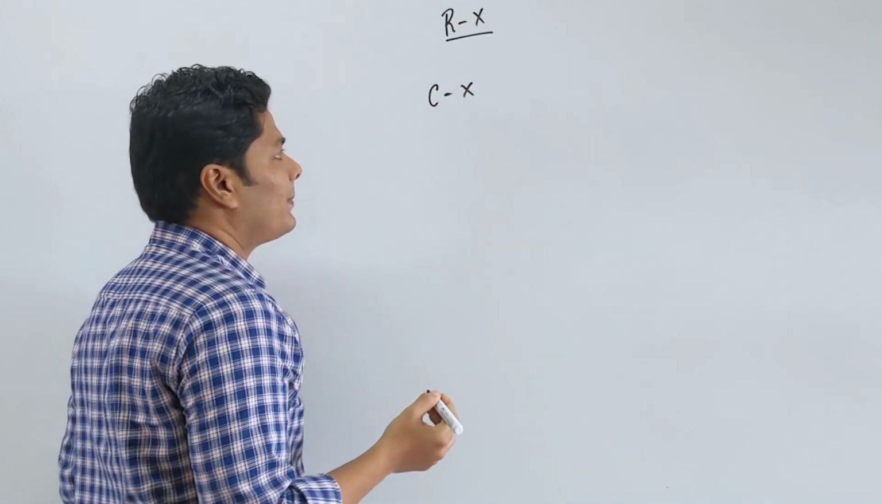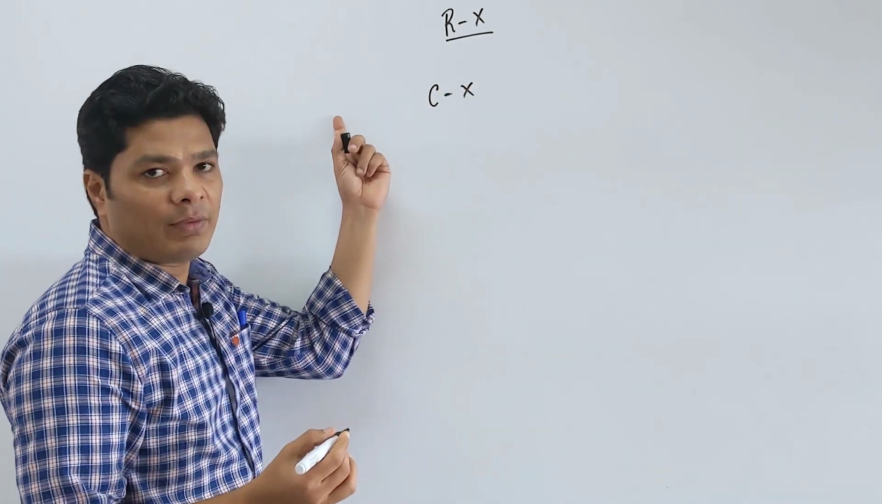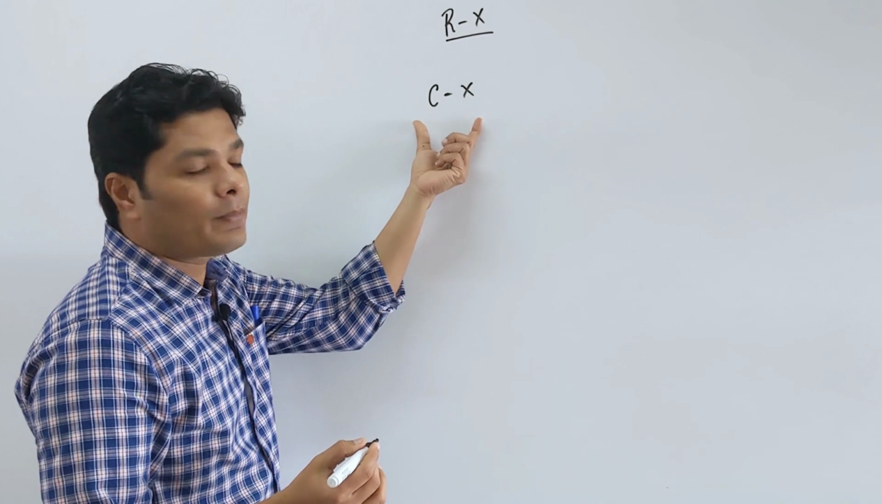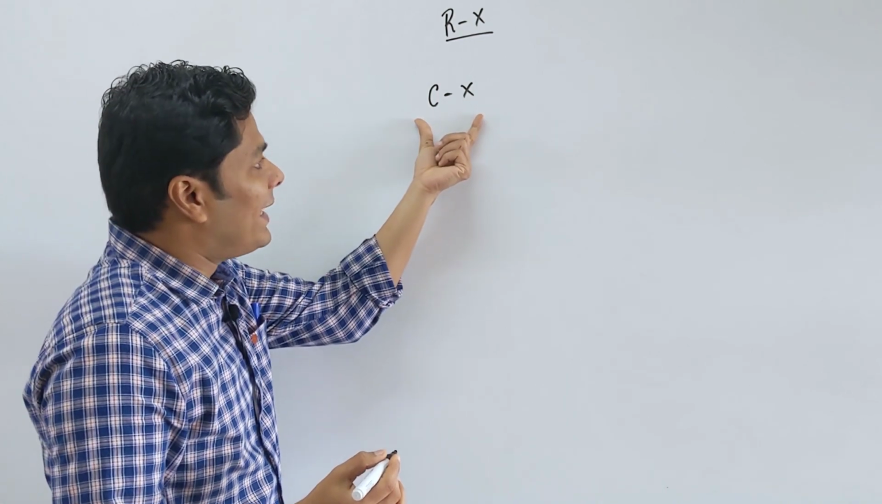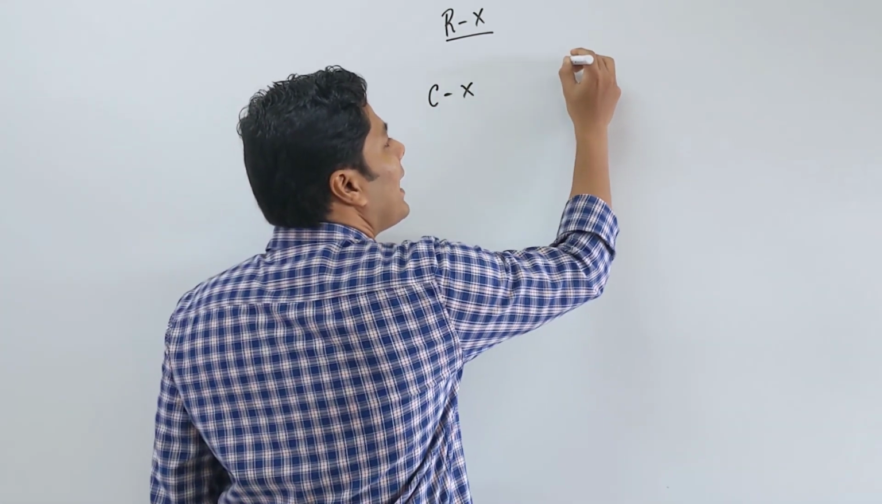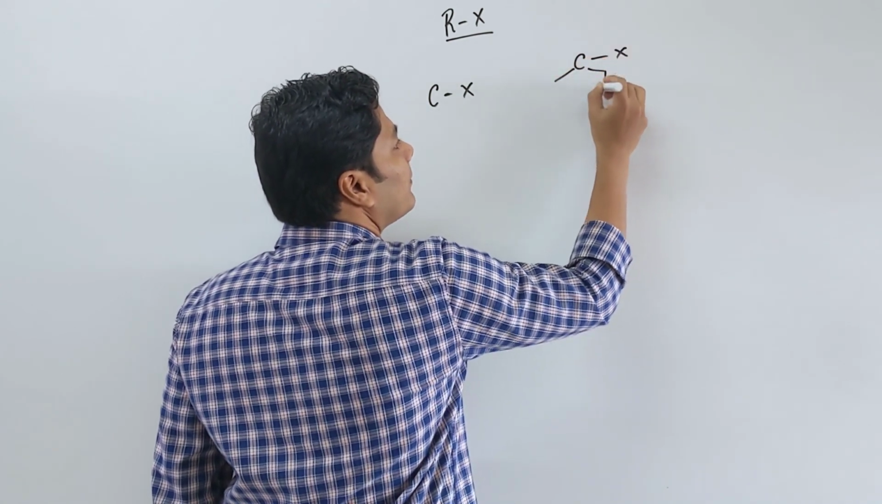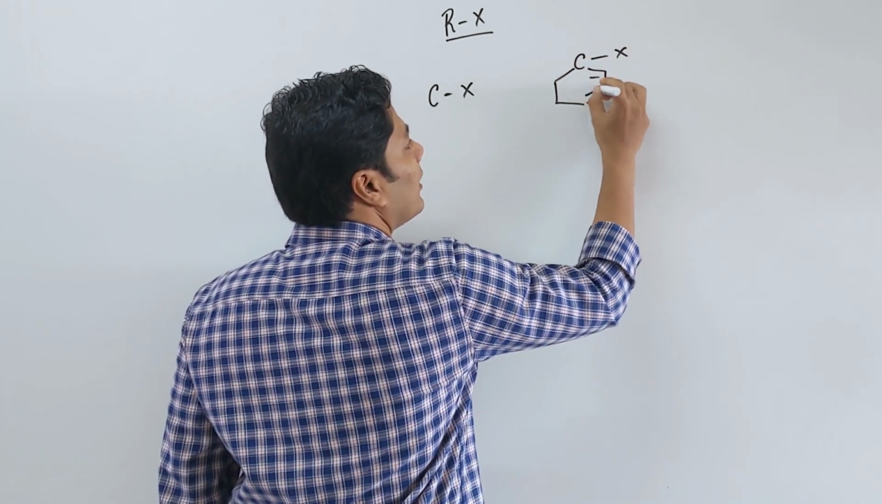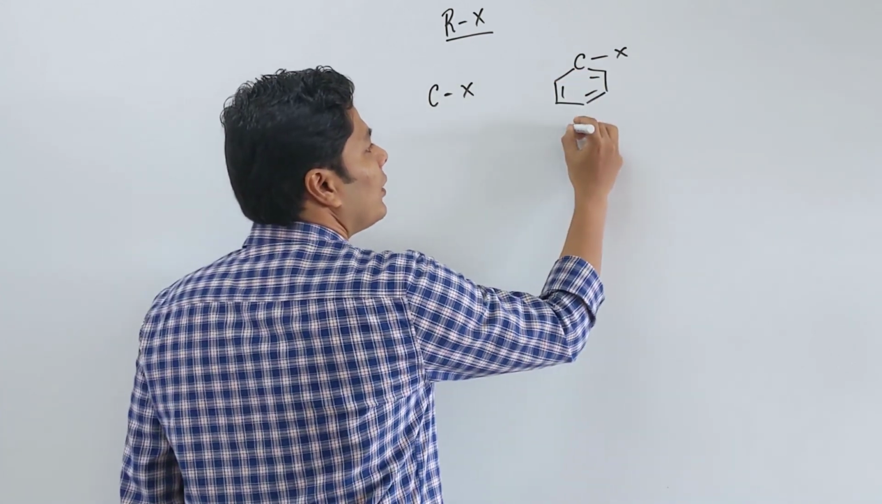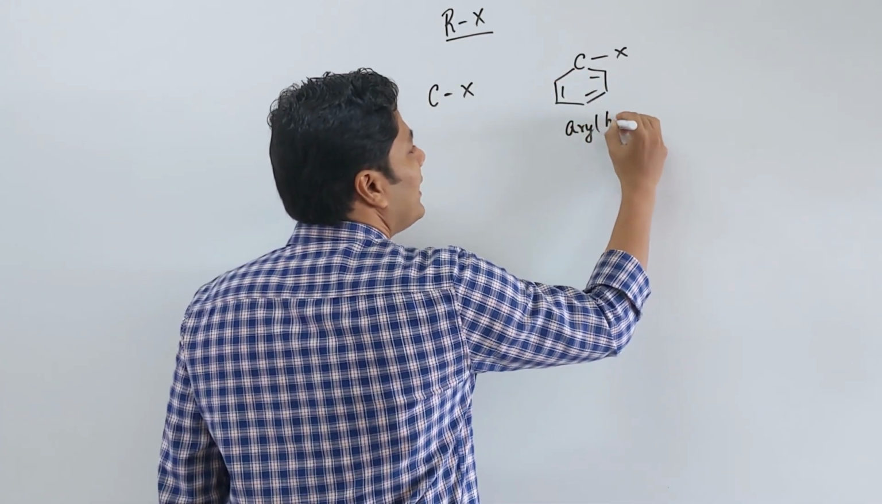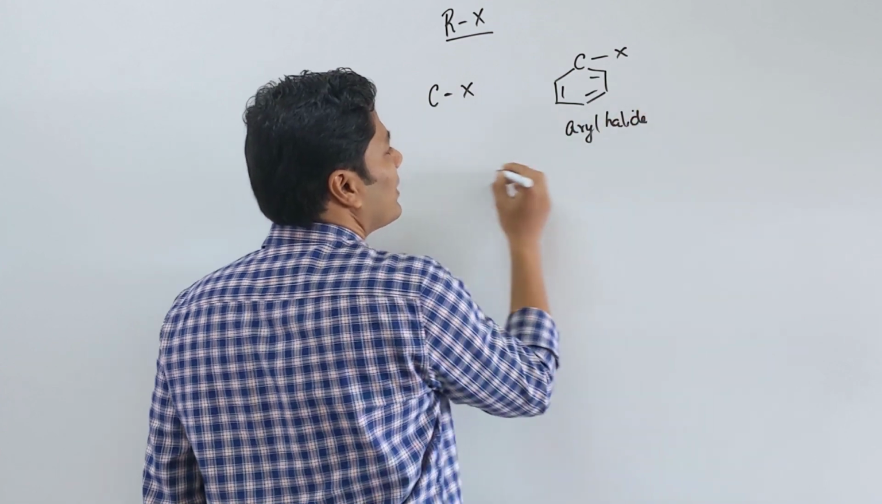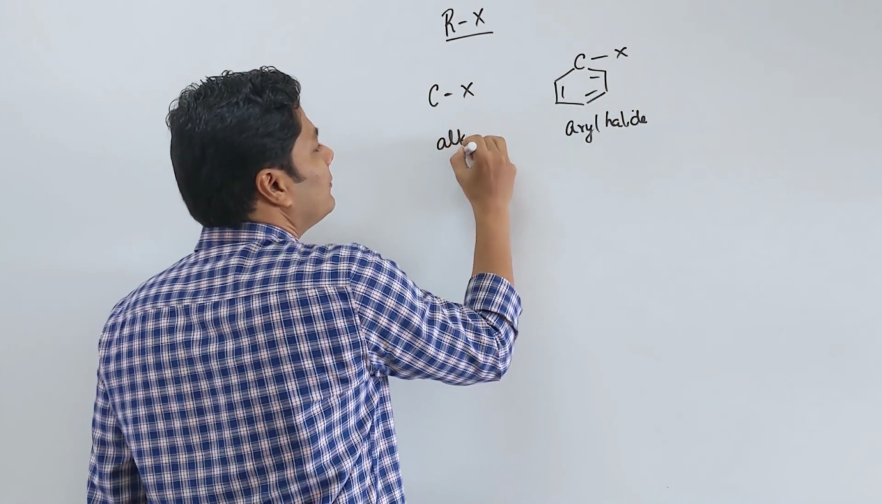Now I can have the X attached to a carbon that's not attached to any ring. So I can call it alkyl halide or haloalkane. Now I can have the carbon that the X is attached to be part of a ring that is aromatic. So this is called an aryl halide, whereas this is an alkyl halide.